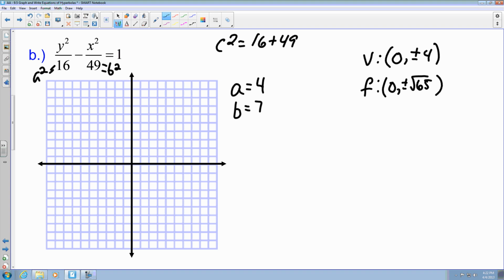Now let's plot those points. So I'm going to go 1, 2, 3, 4, plot that. 1, 2, 3, 4, plot that. And then it looks something kind of like this.